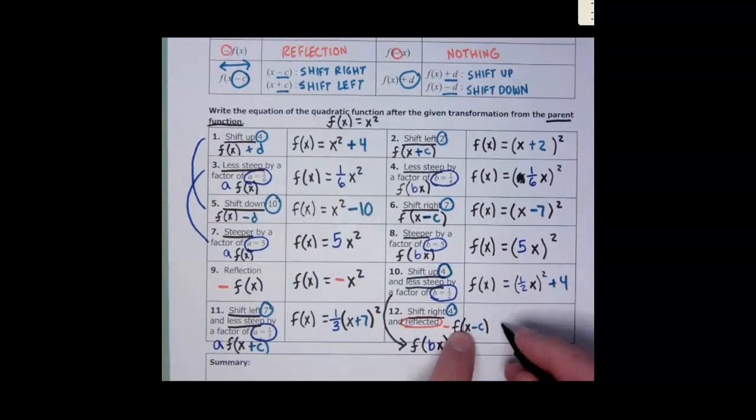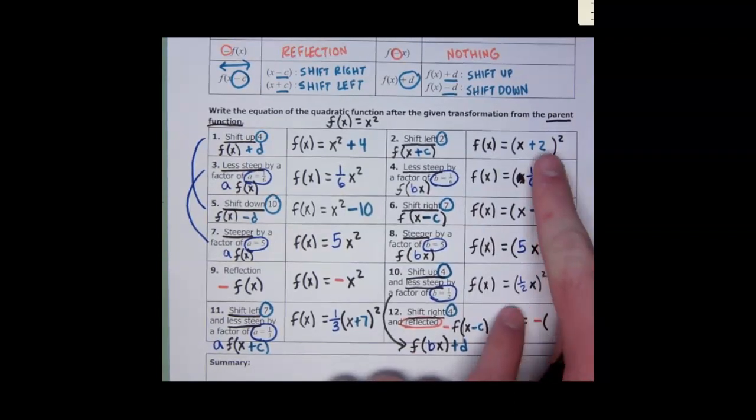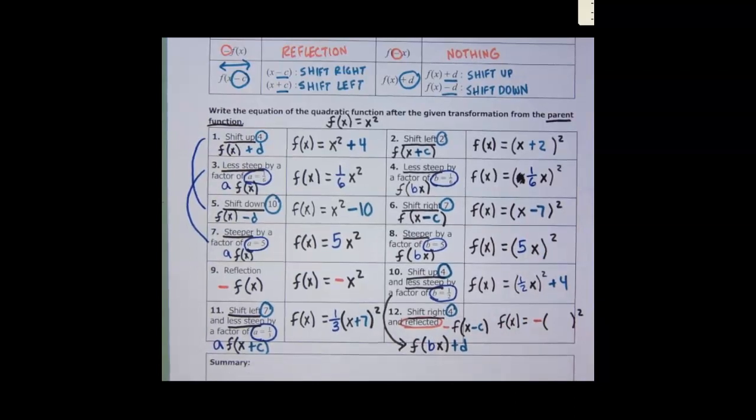So my final answer would be f of x equals, obviously, a negative, right? And I'm going to have parentheses squared, just like I've had parentheses squared right here, right here, right here, right here, all around. And then I'm going to write x minus whatever my c is, which corresponds to 4. Minus 4.